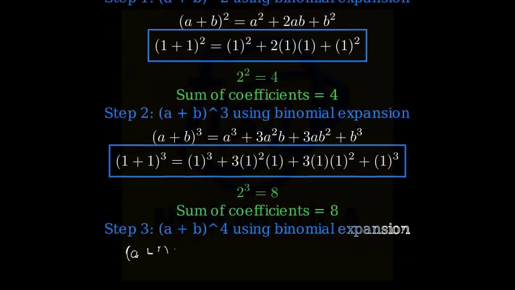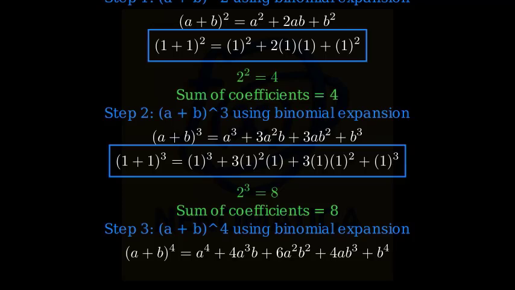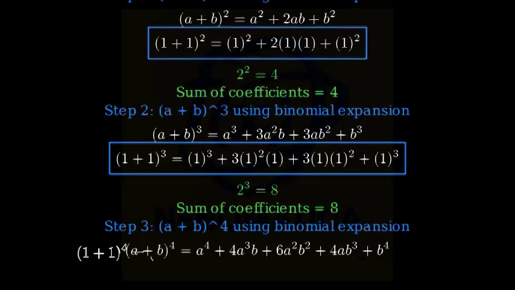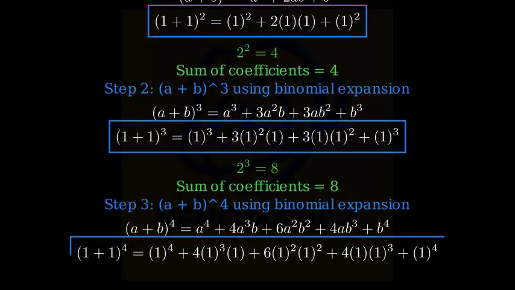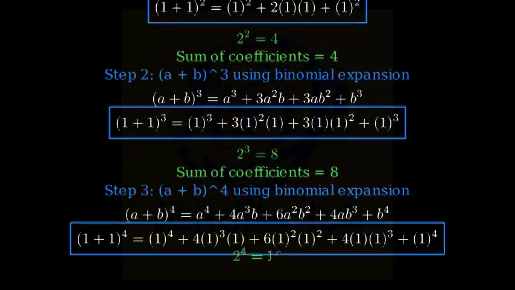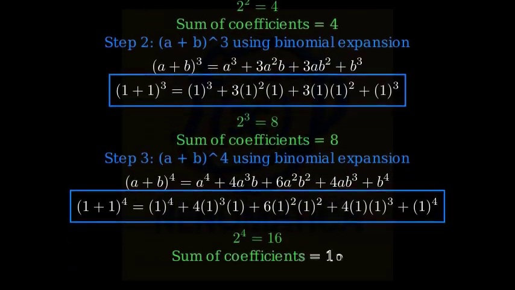Step 3. Next is (a + b) to the fourth power. The expansion is a^4 + 4a^3b + 6a^2b^2 + 4ab^3 + b^4. Set a equals 1 and b equals 1 to sum the coefficients. That gives 2^4, which equals 16.